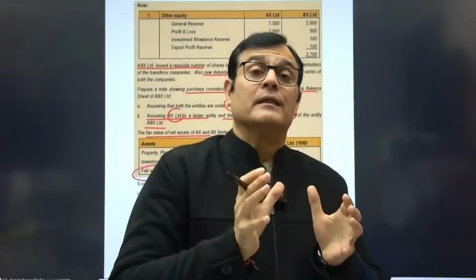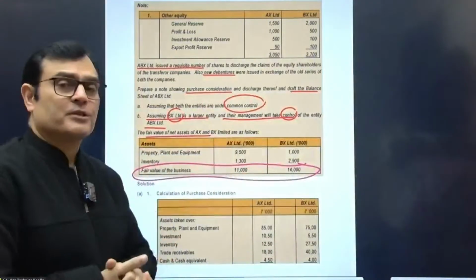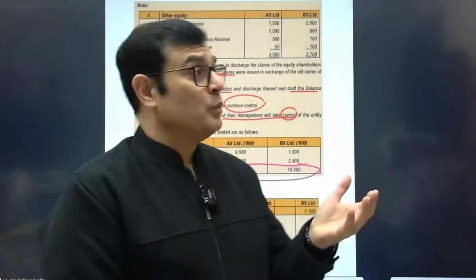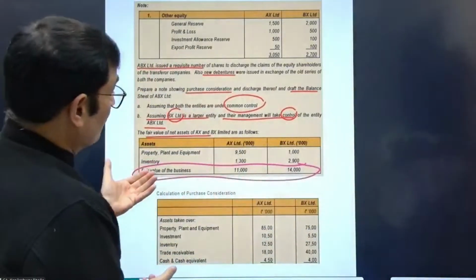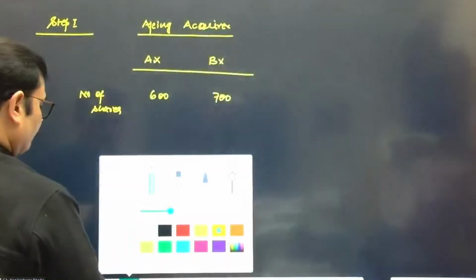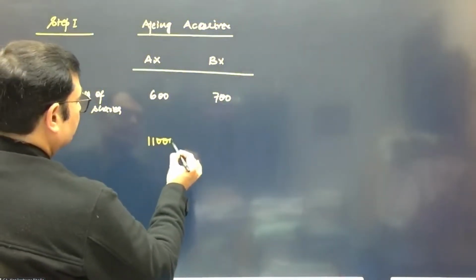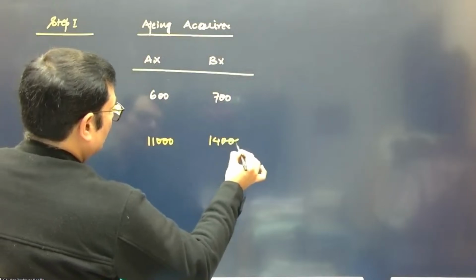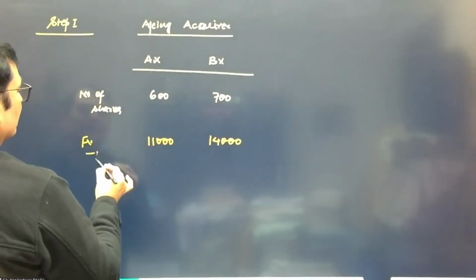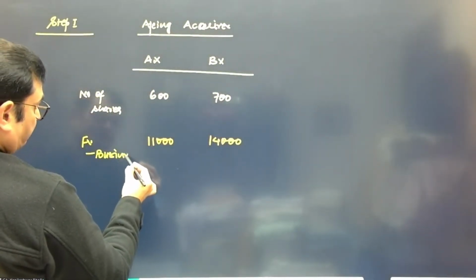So naturally, when the company ABX issues the requisite shares to both the companies, it will issue shares on the basis of the fair value of the businesses. And since ABX is a new company, I assume the shares will be issued at the rate of 10, which is the face value of the shares. So in this particular case, let's note down 11 and 14. We are given the fair value is 11,000 and the fair value is 14,000. This is the fair value of the business already given in the question.